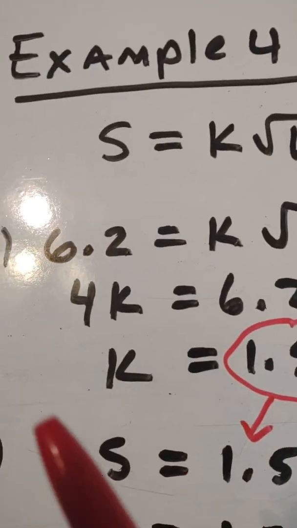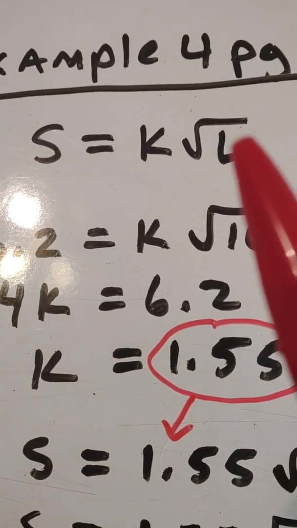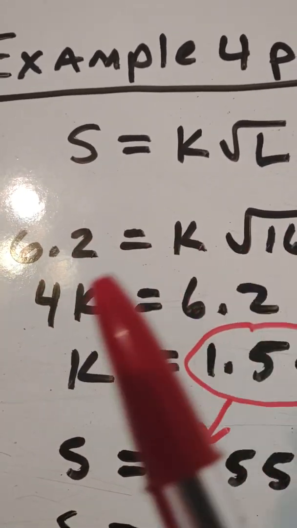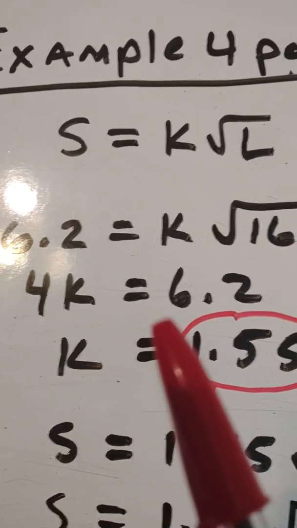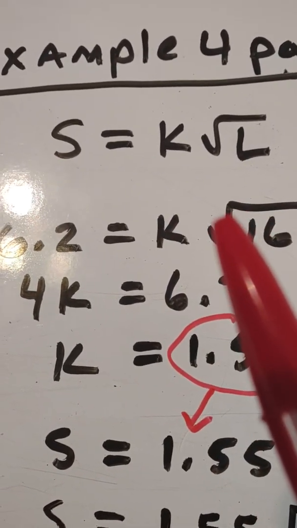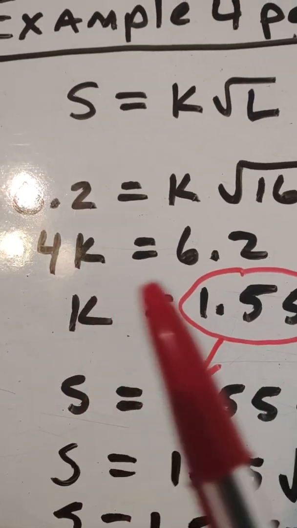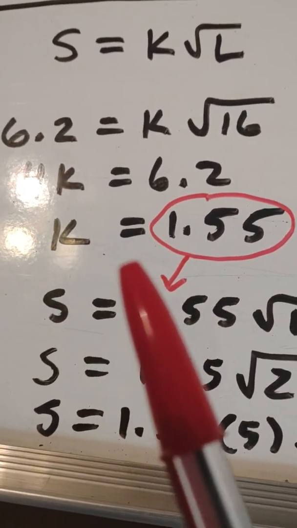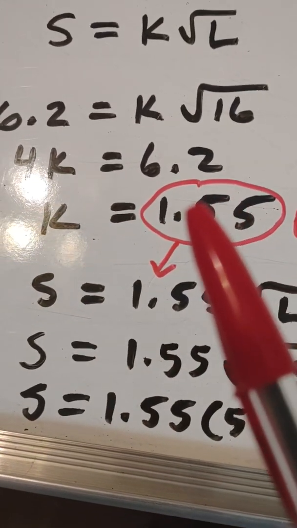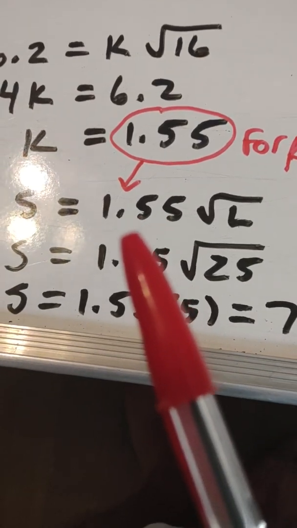If the speed was 6.2, we put it in for speed. If the length were 16, we put it in for the square root. The square root of 16 is 4. Now notice I switched sides, so I have 4k equals 6.2. All I did was take the square root of 16, get 4, put 4k on this side, 6.2 on this side. Divide by 4 and we get k is 1.55. That means we substitute 1.55 for K in the original equation.